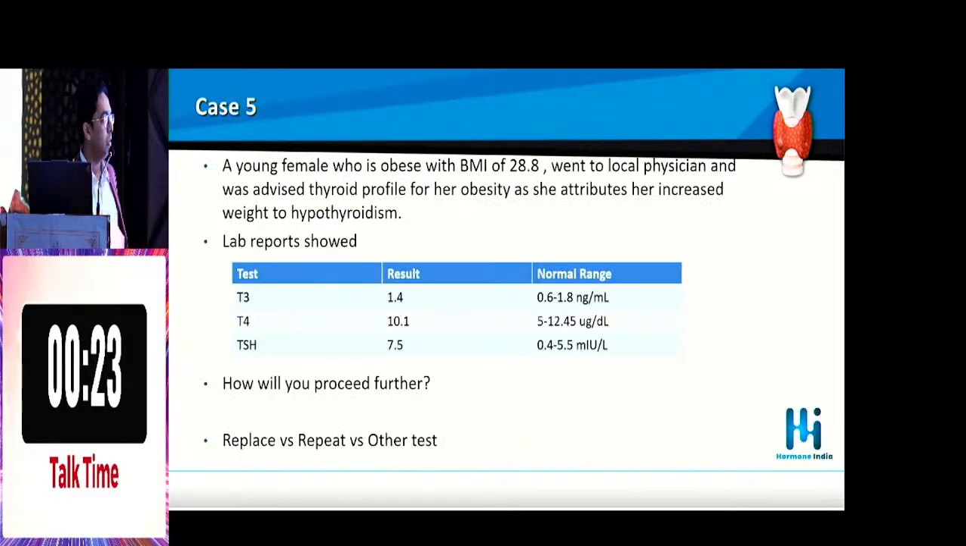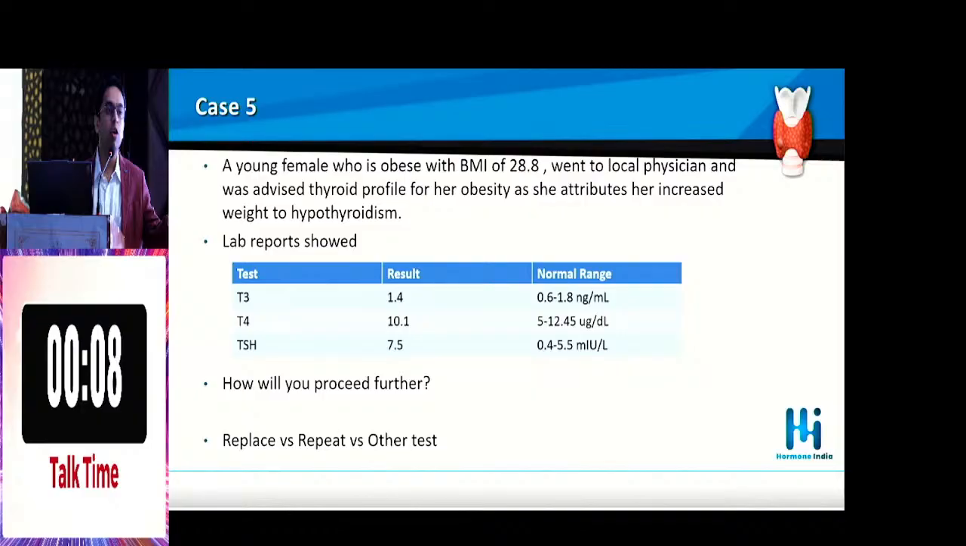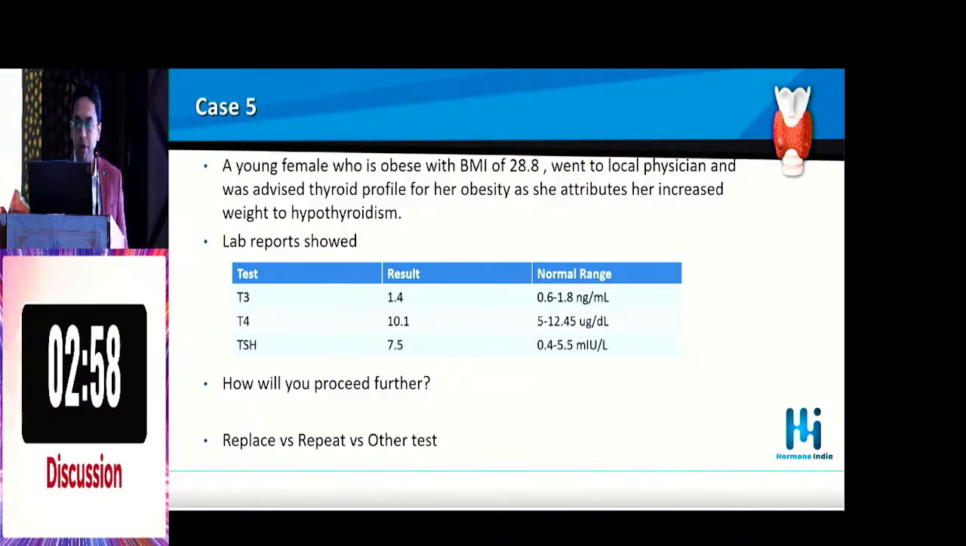Young female who is obese with a BMI of 28.8 went to a local physician because of obesity, got the thyroid profile, again subclinical hypothyroidism. So what do you want? How many want to start treatment? Raise your hands. 3. How many don't want to start treatment? Raise your hands. Maybe the rest want to refer to me? Raise your hands. Okay. So the correct answer here, because of obesity itself, this type of TSH gets raised. If you do lifestyle management, or maybe treatment if required, if the patient falls into indication, TSH will be normalized.